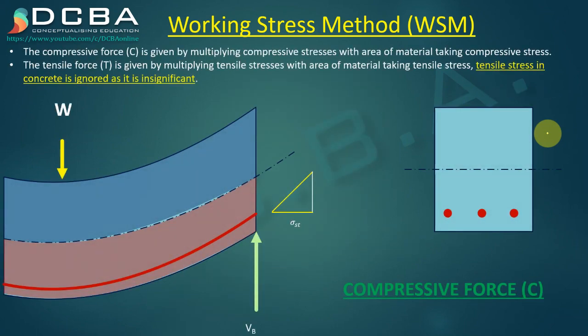Let us talk about the tensile force. This is the stress diagram for tension, which is below the neutral axis. Again, this stress diagram is not constant, but it is varying. But any area above this, is it going to take any tension? No, it's not going to take any tension. The only significant area which is taking tension is the steel area, and the only stress which is significant here is this stress, sigma st. Sigma st multiplied by the area of steel, that's it, you get the tensile stress or tensile force.